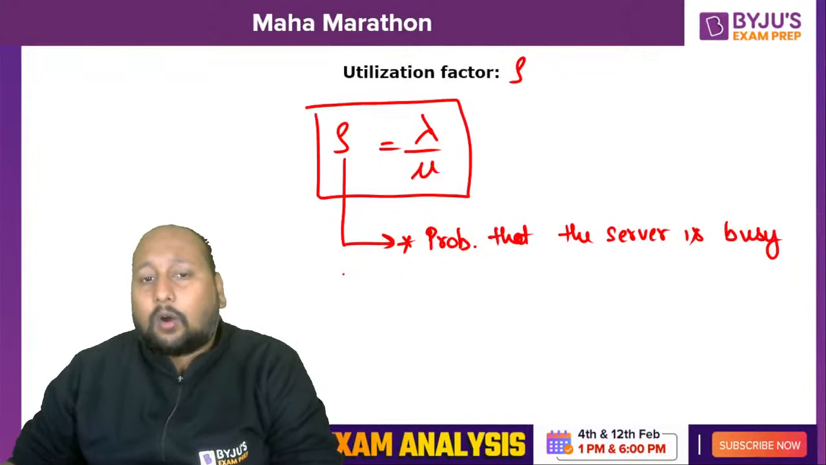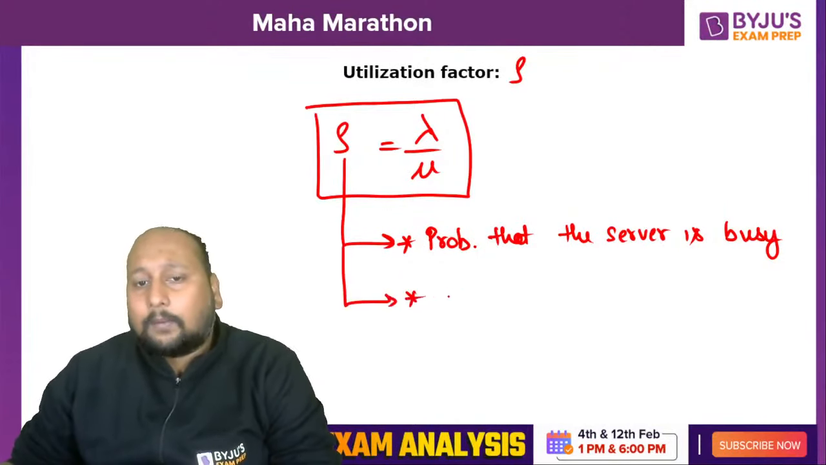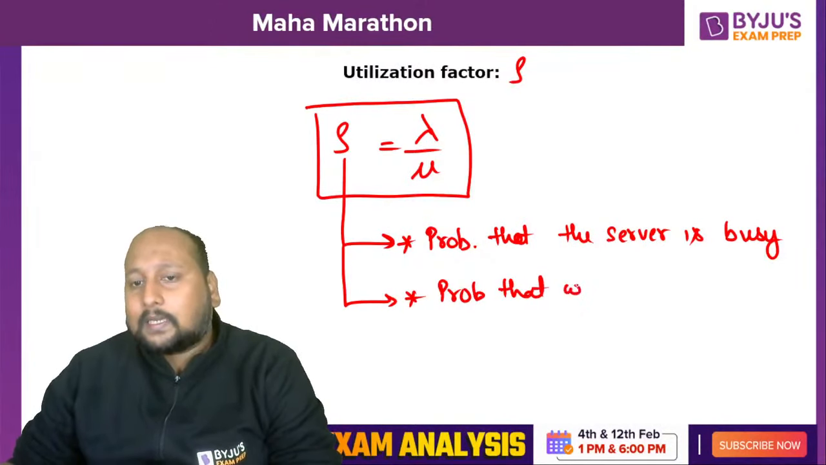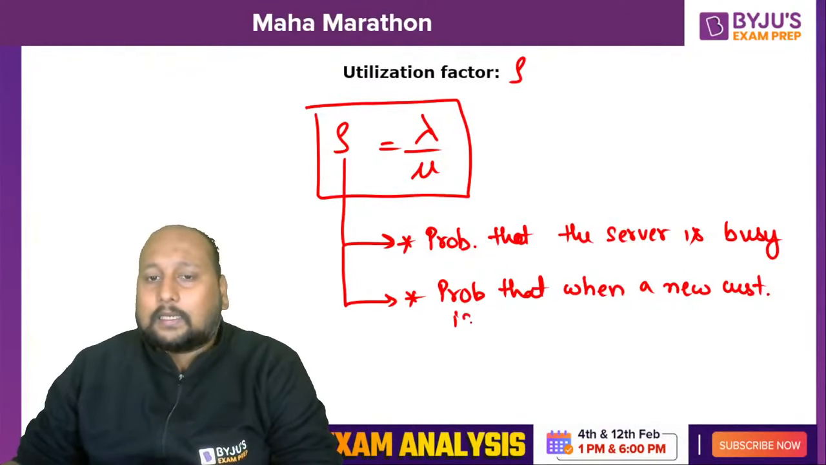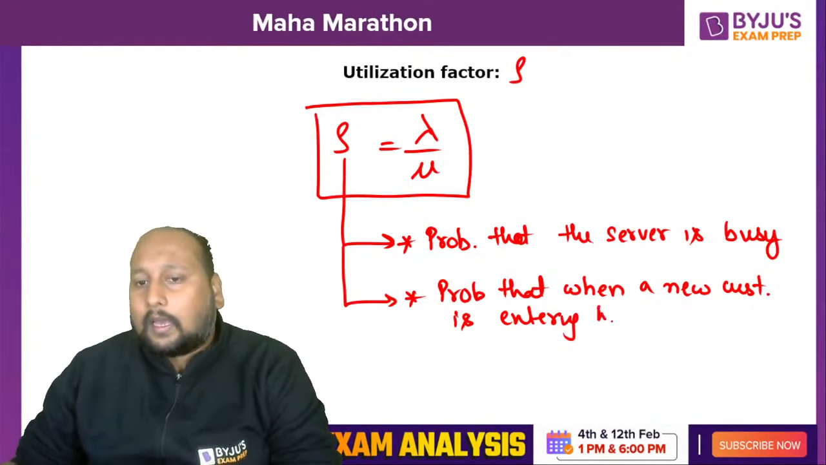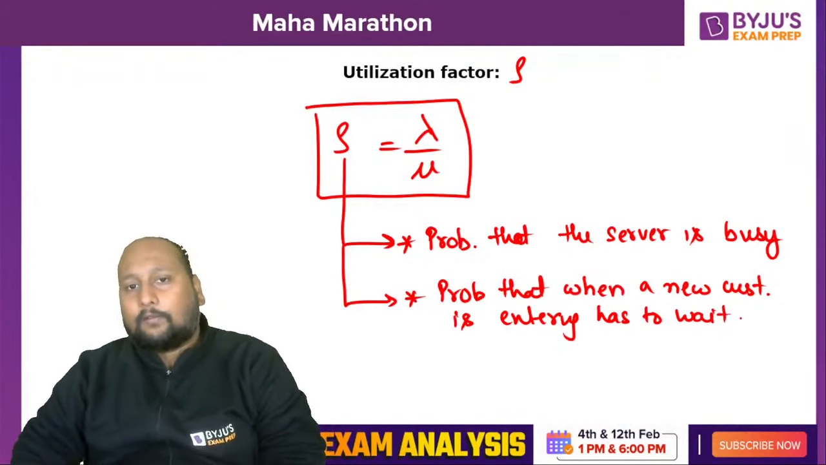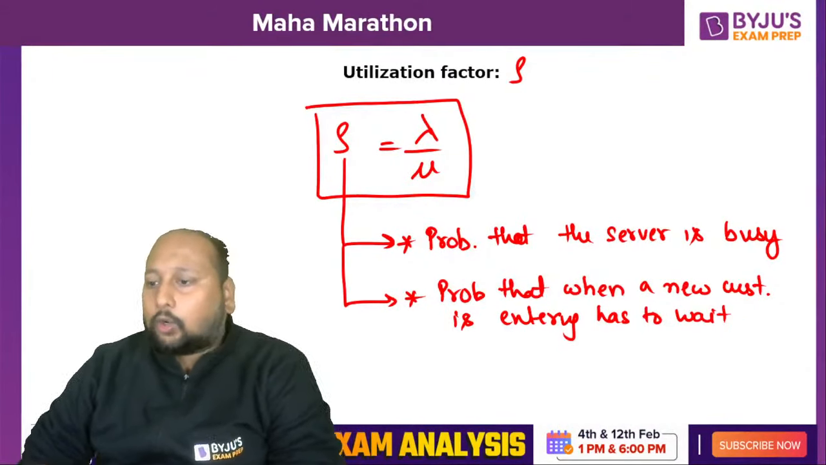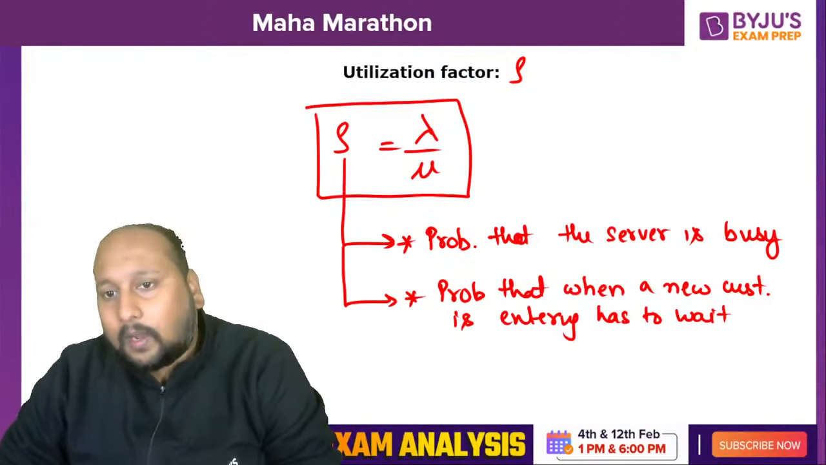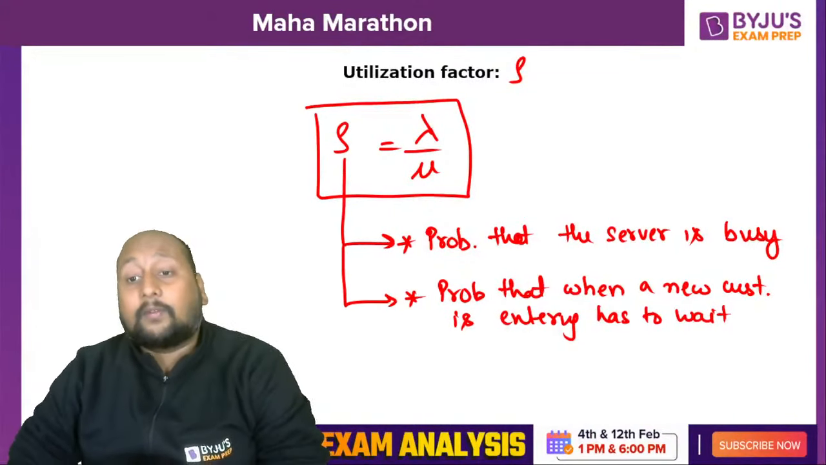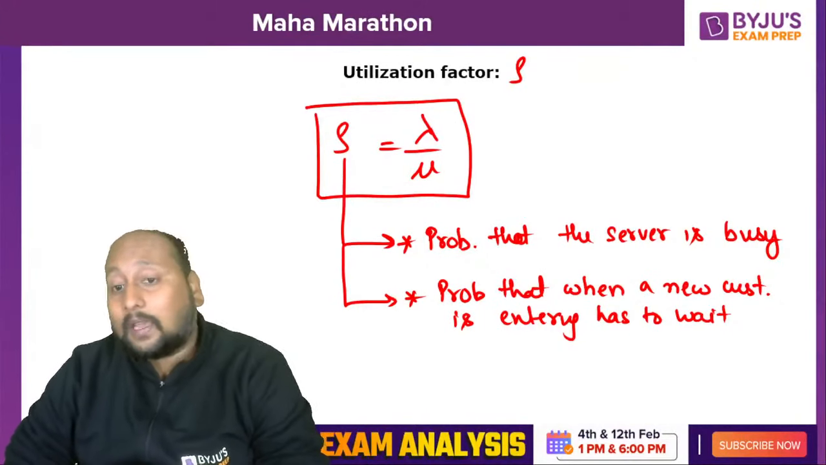The probability the server is busy, or we can say the probability that when a new customer is coming into the system, he has to wait. Okay, fine. Is this clear? The rho value signifies the probability that the server is busy, or the probability that a new customer entering the system has to wait.